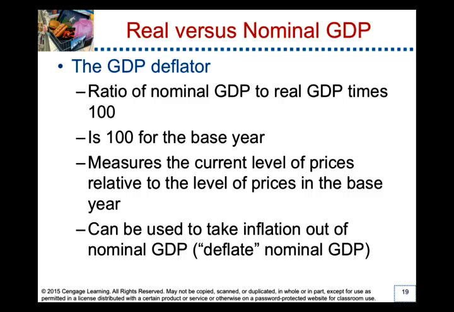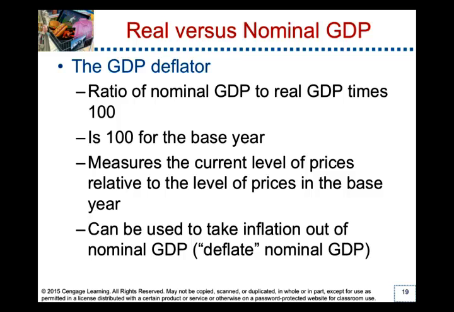So basically, the GDP deflator is a ratio of the nominal GDP to the real GDP times 100. If you want to write it as a formula, you write the nominal GDP in the numerator and the real GDP in the denominator, and then multiply by 100. The GDP deflator will be 100 for the base year, as we saw in our example. The base year was 2013, and when we calculated the GDP deflator for the base year, it came out to be 100.